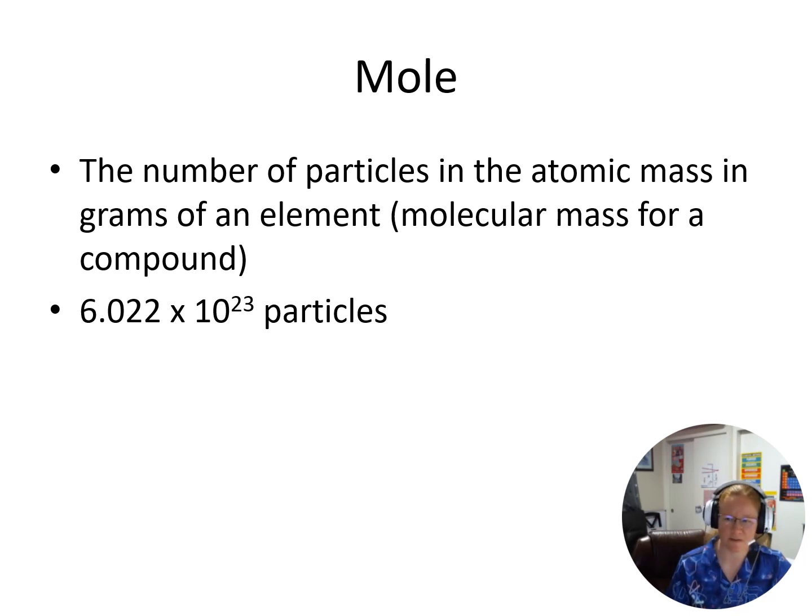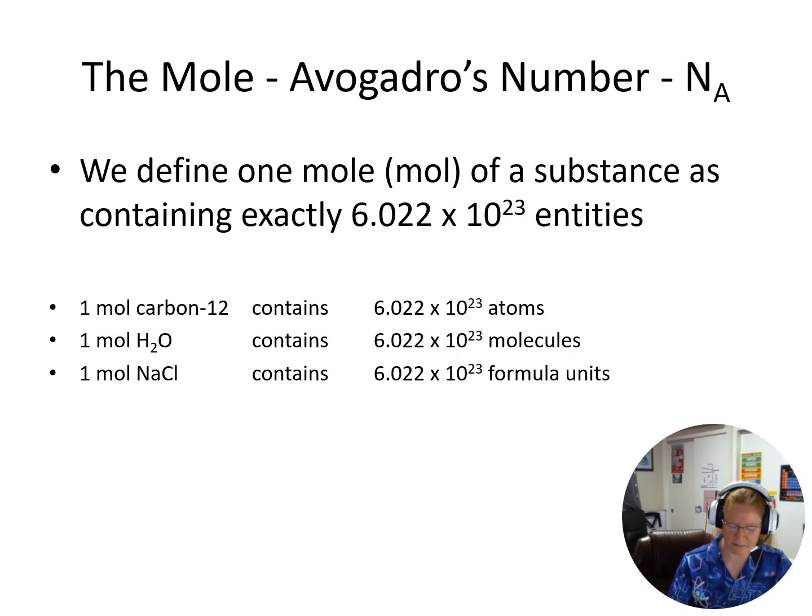6.022 times 10 to the 23rd particles. So 6.022 times 10 to the 23rd entities is equal to 1 mole. And this is known as Avogadro's number, which we abbreviate with N sub A. We define 1 mole of a substance as exactly containing 6.022 times 10 to the 23rd entities. So if I have a mole of carbon-12, I have 6.022 times 10 to the 23rd carbon-12 atoms. If I have a mole of water, I have 6.022 times 10 to the 23rd molecules of water.